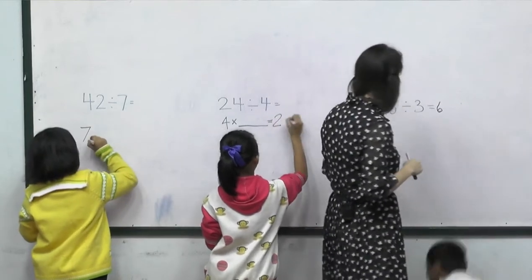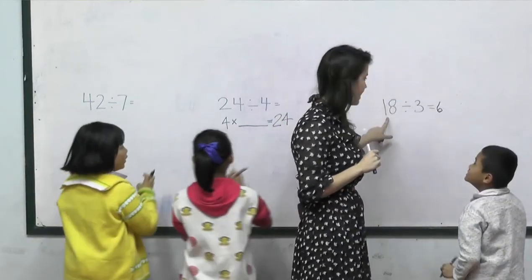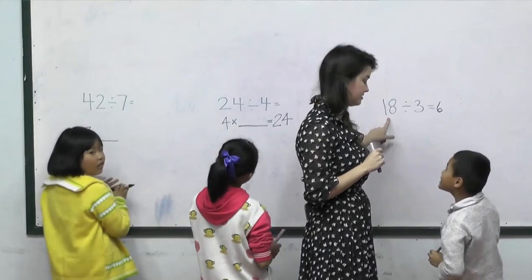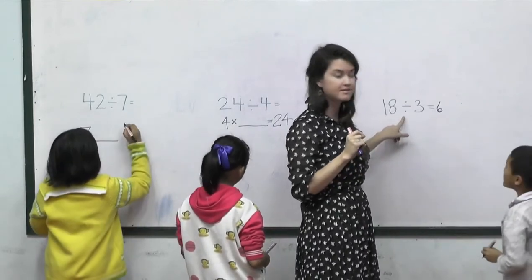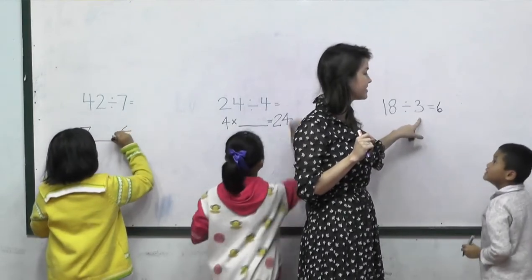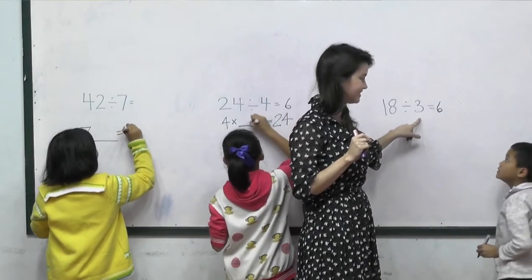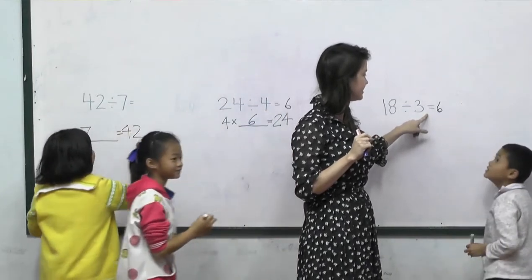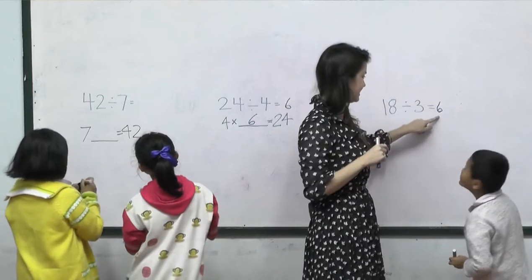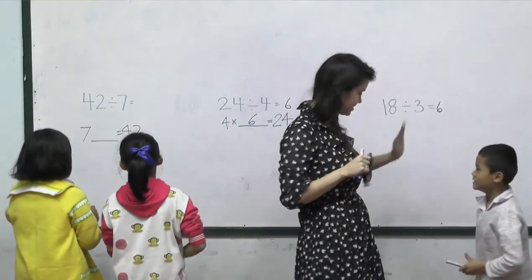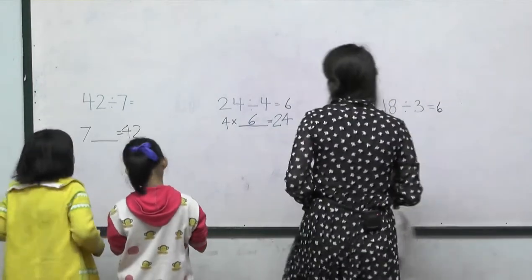Okay, tell us what you did. What number? 18 divided by what number? 3 equals 6. Good. Great job, buddy. You're good to erase. You can erase.